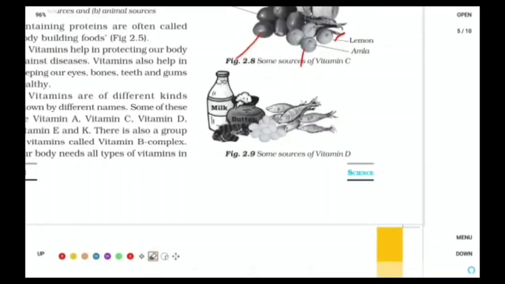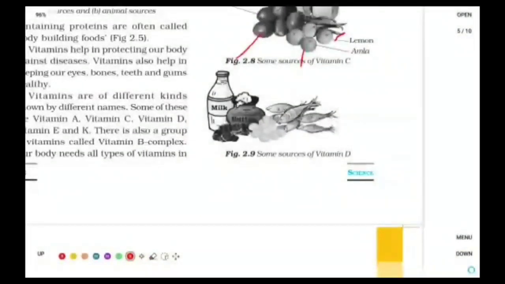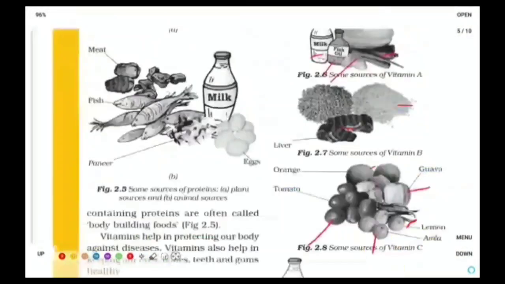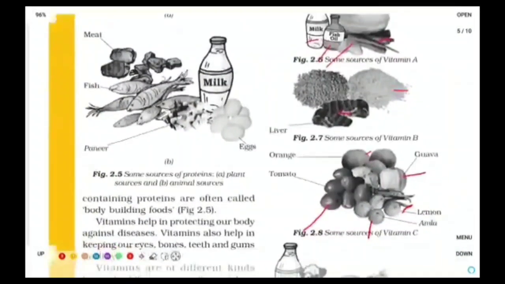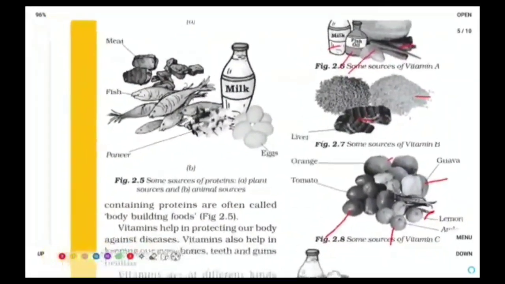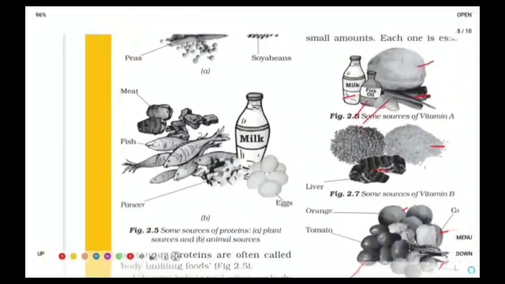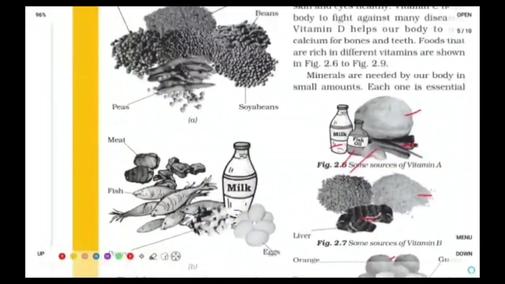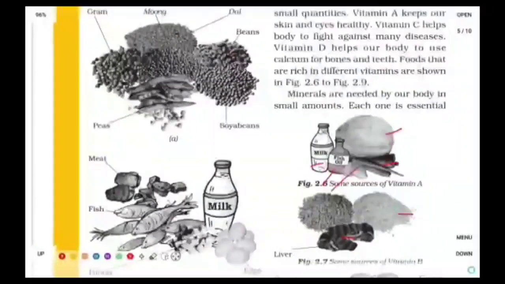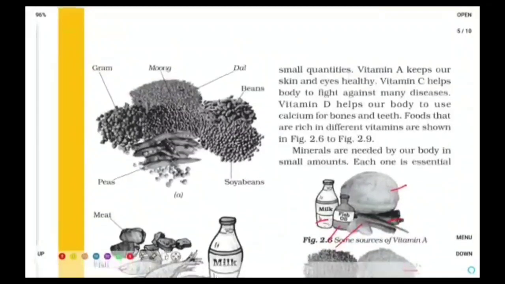Okay. Now, what are proteins? As we have already discussed, proteins are body building food, right? Now, what are the sources of proteins? In plant sources of proteins, we have gram, moong, dal, beans, soya beans, peas, etc. Moving on to animal sources of proteins, we have meat, fish, paneer, eggs, milk, etc.